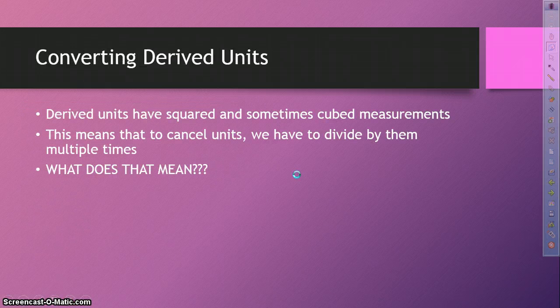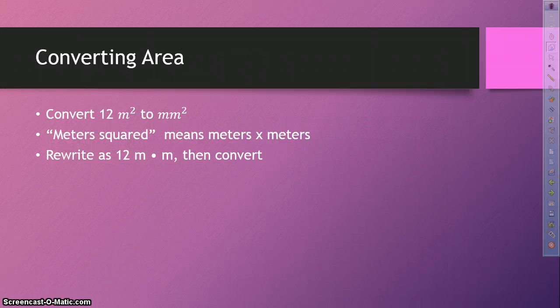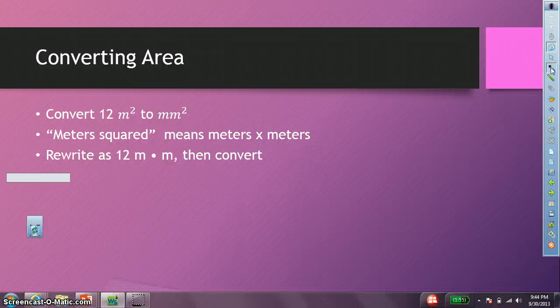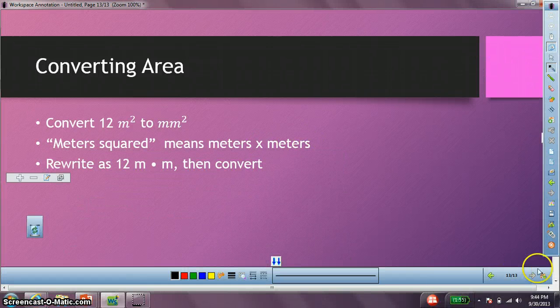Now we'll talk about converting derived units. Derived units are things like area and volume that have squared and sometimes cubed measurements. This means that to cancel units, we'll have to divide or multiply by them multiple times. So we need to know what that means. We'll try to convert 12 meters squared to millimeters squared. Remember, meters squared means meters times meters. So we're going to rewrite it as meters times meters and then convert it.